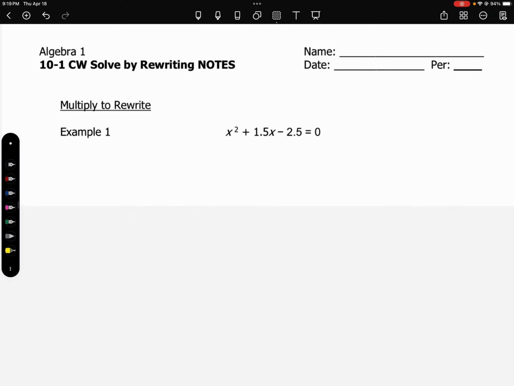So the equation that we have right now, you will see here, is x squared plus 1.5x minus 2.5 equals 0. So the thing that kind of makes this one look a little bit more challenging is the fact that we have the decimal values in there. So our goal right now is to multiply by a number that will help us to get rid of the decimals. So we're going to multiply to get rid of the decimals.